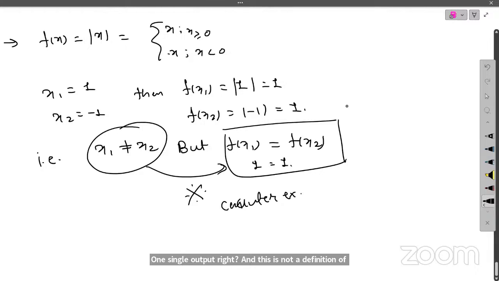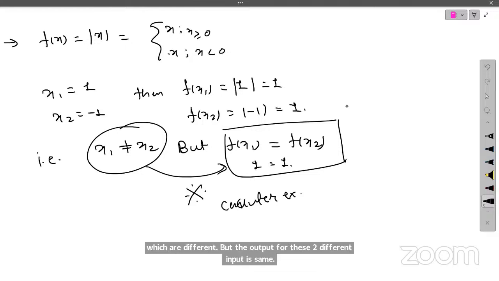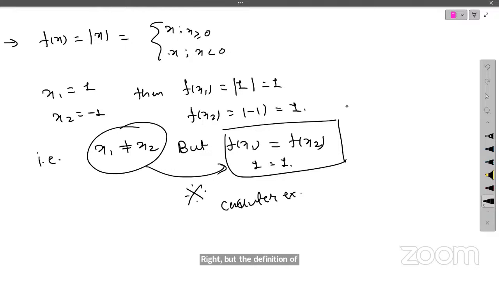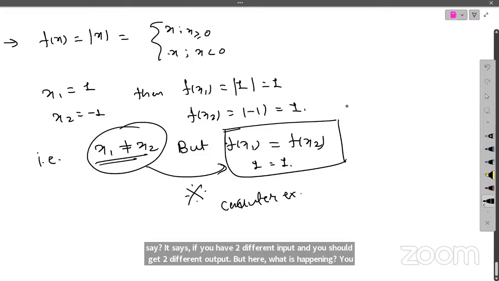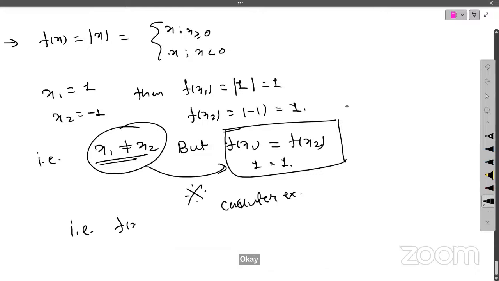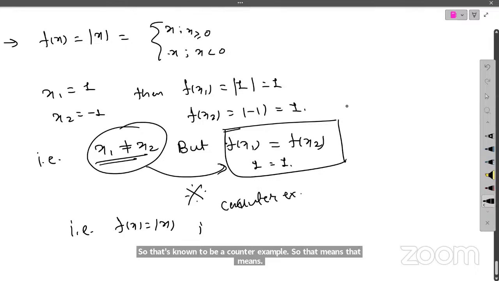You are able to find two inputs x1 and x2 which are different, but the output for these two different inputs is the same. But what does the definition of one-one say? It says if you have two different inputs, then you should get two different outputs. But here, what is happening? You have two different inputs, but your output is the same. So that is known as a counter example. That means f of x equals mod of x is not one-one.